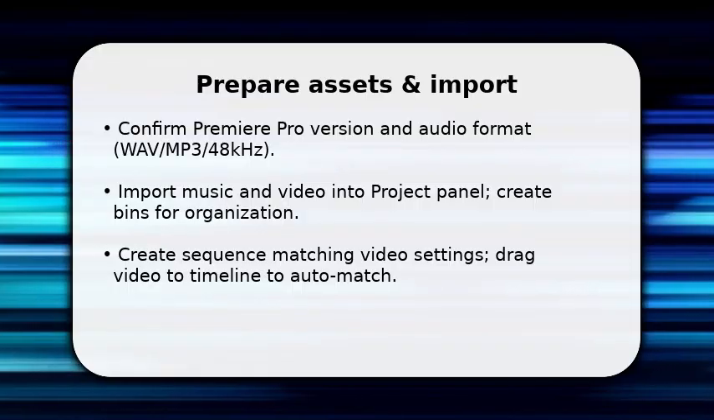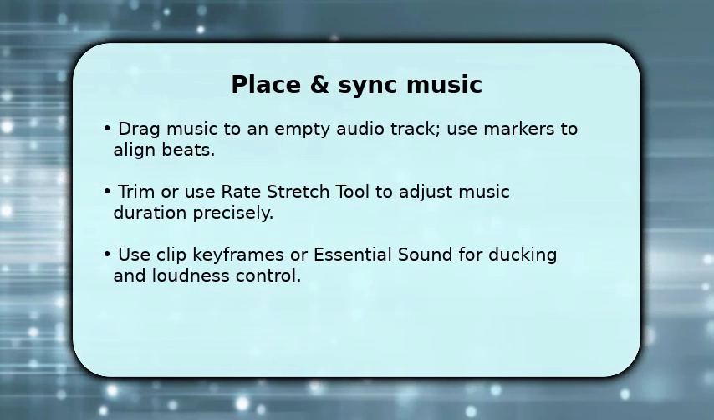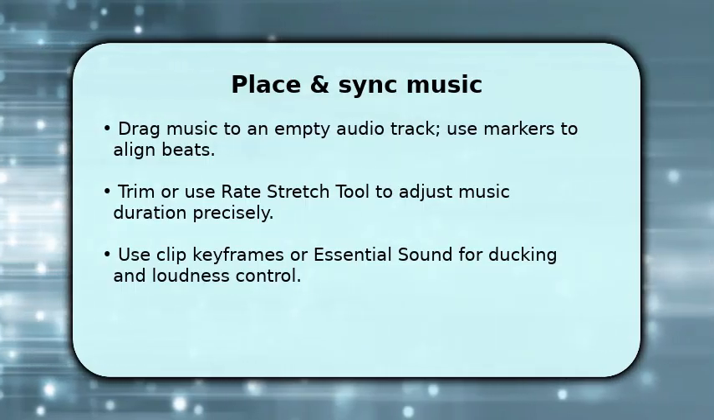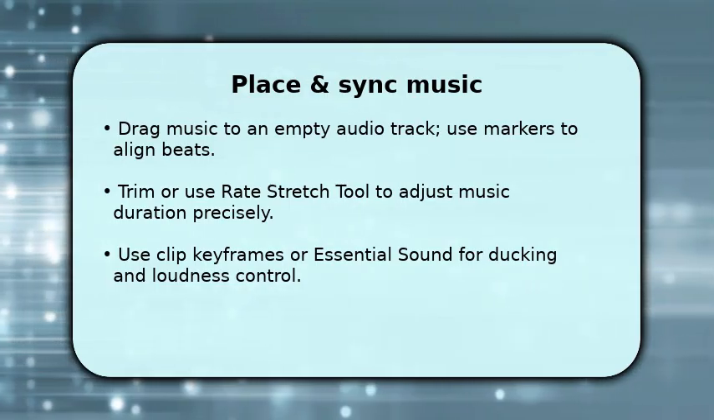Make sure the music file is visible in the media browser, so you can audition and preview it before placing it on a track. Now place the music onto an empty audio track and scrub to find the ideal start point relative to the first visual cut. Add sequence markers on important beats to align hits.